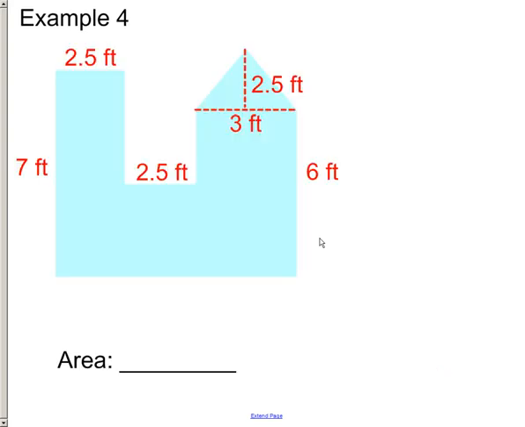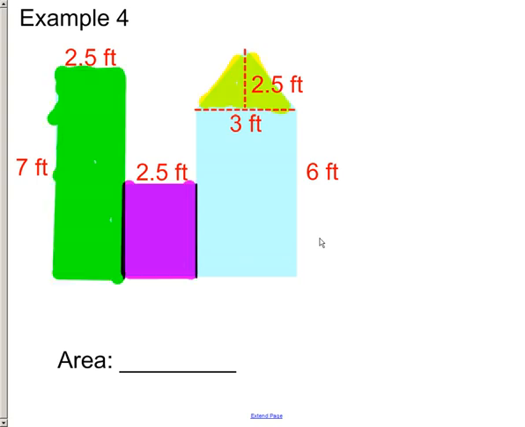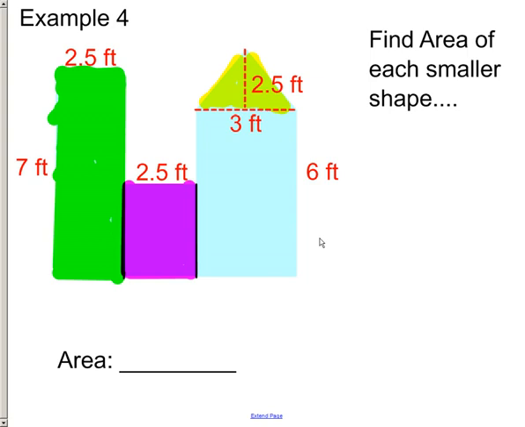Last one. This is more of the idea of what I've been building towards. This is a little bit more complex composite shape. You take a look at it, you try to break it up into shapes here. I've got it broken up into about 4 different ones. And if we colored them to help us see it a little bit, excuse my messiness, we can see those 4 different shapes. And now we just go through and we find the shapes. So find the area of each smaller shape.